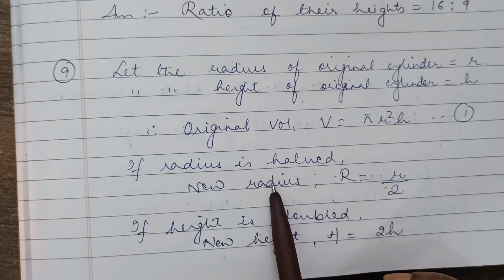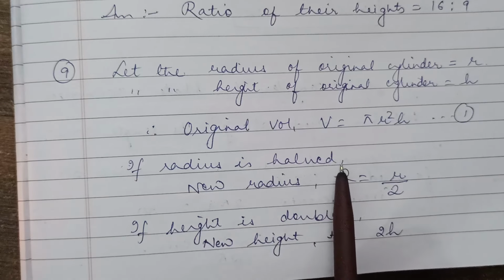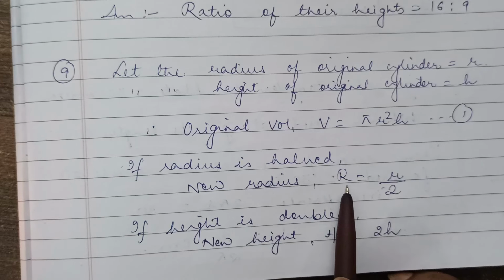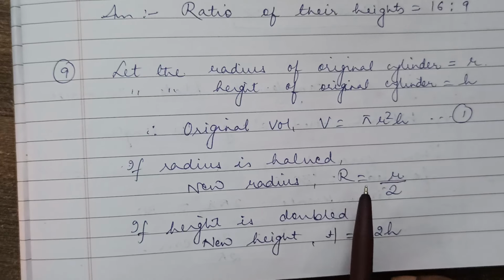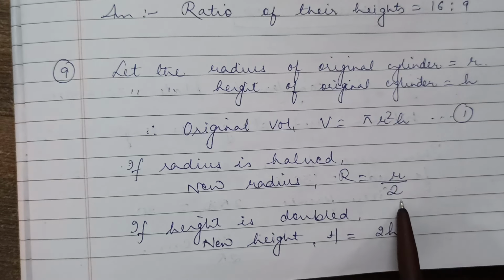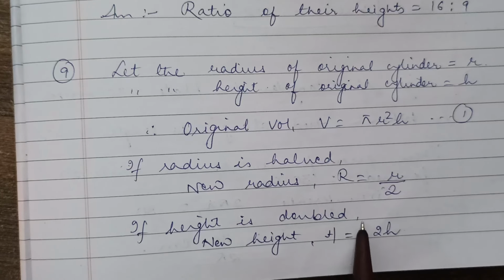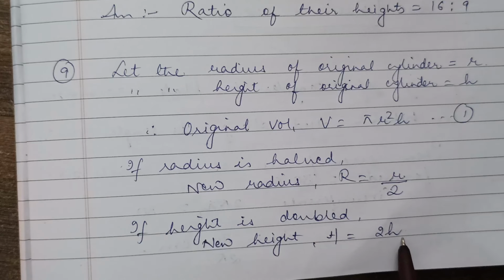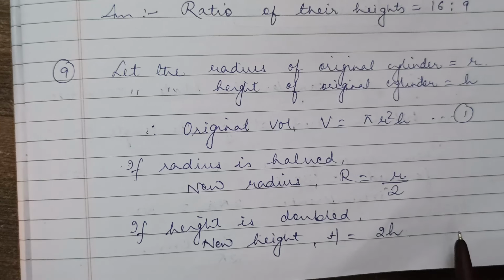Now the condition given is that for the new cylinder the radius is halved. So let us denote that new radius by capital R. And what is the condition? That it is half of the original radius. So it is r by 2 now. And the height is doubled. So let the new height be capital H. And it is double of the original height. Means capital H is equal to 2 into small h, the height of the original cylinder.